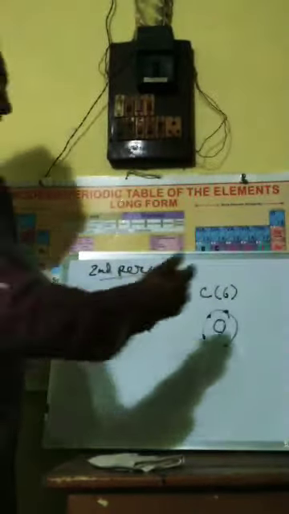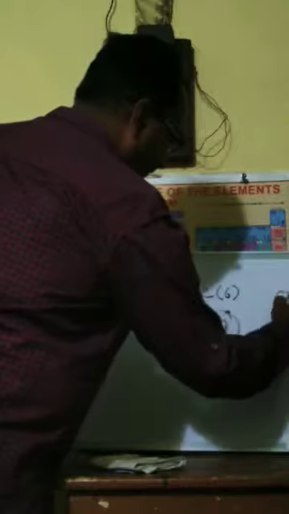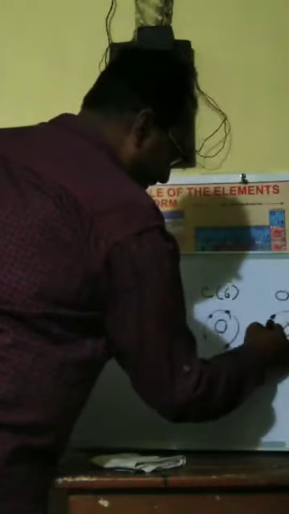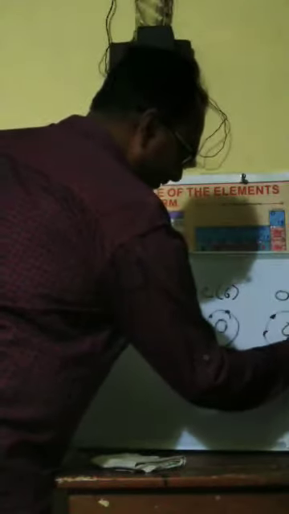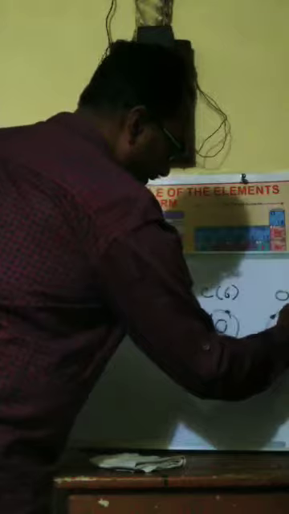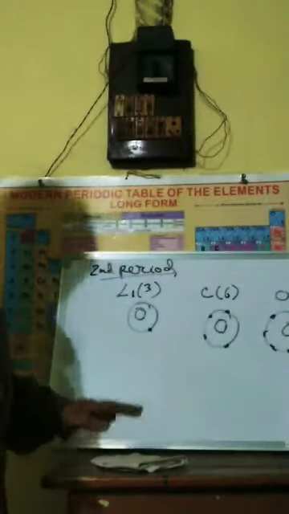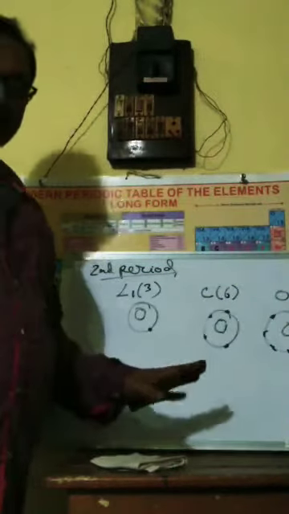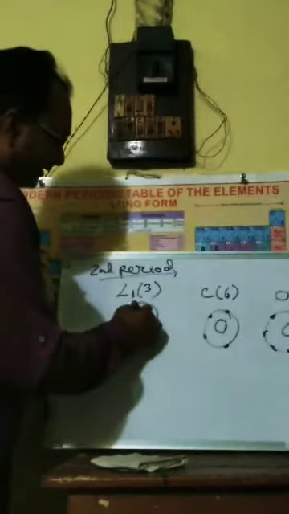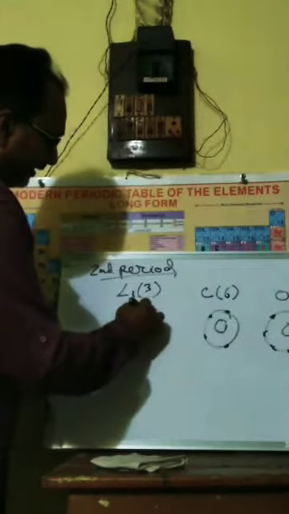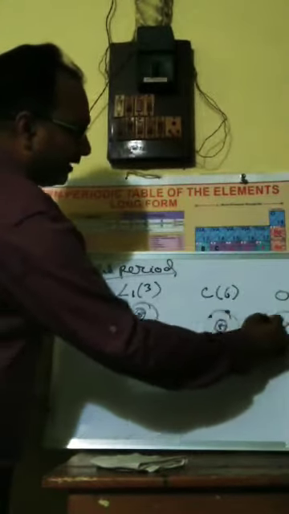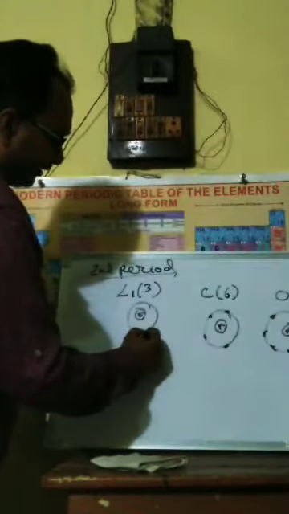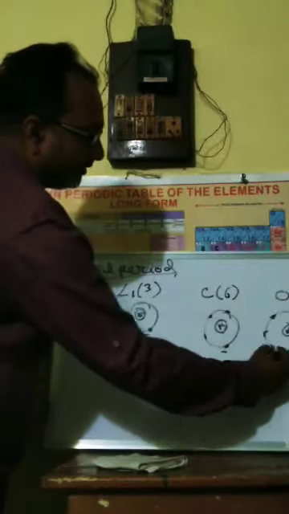Then we can take oxygen. Oxygen has 8 electrons, so if we arrange them, it has 6 electrons in the outer shell. Now see, we know that the center part is the positive part. The center is the positive part and the electrons have the negative charge.